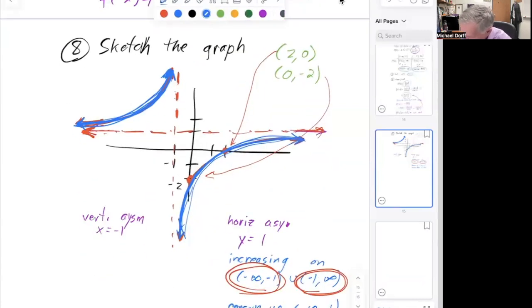Again, for our function, f of x equals the original one, x minus 2 over x plus 1, this is what the graph of it looks like.